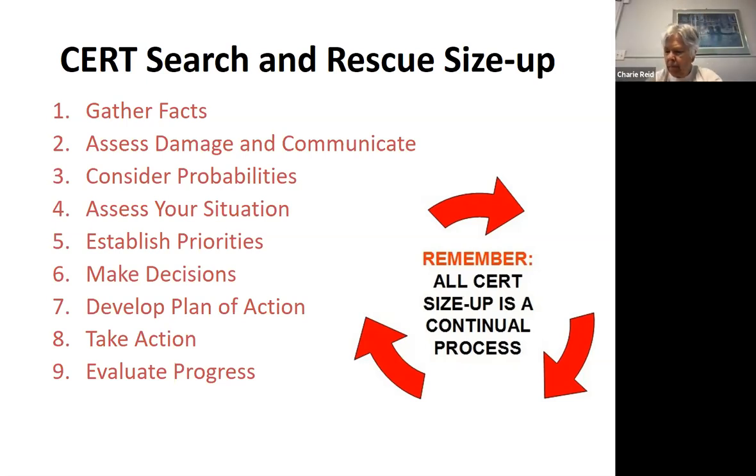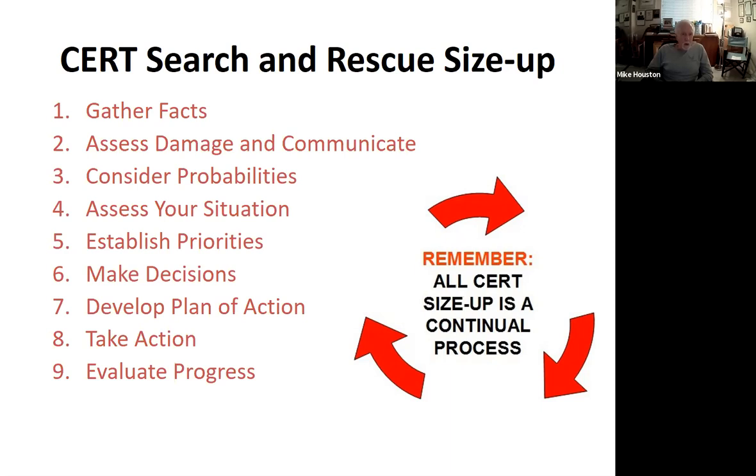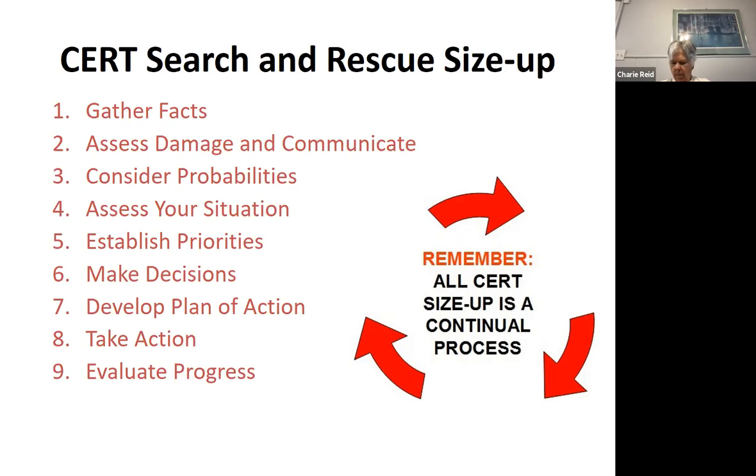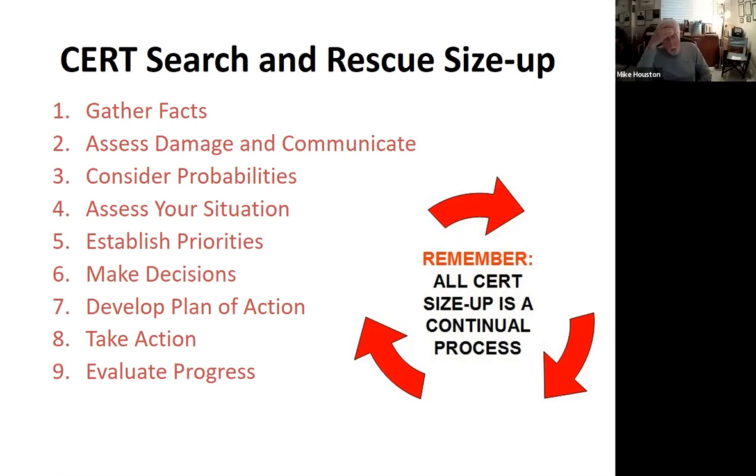Prior to entering a structure, are there neighbors around? Are there people standing around that might have some information available concerning whether there are any people inside, where they might be located, that sort of thing? Those are all part of your plan at the very beginning.